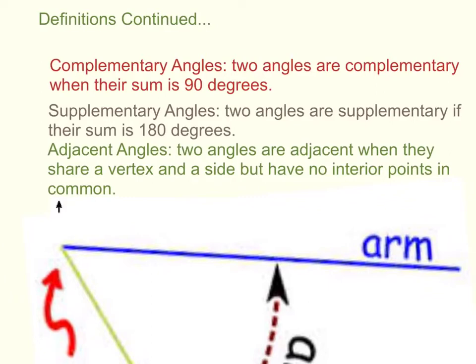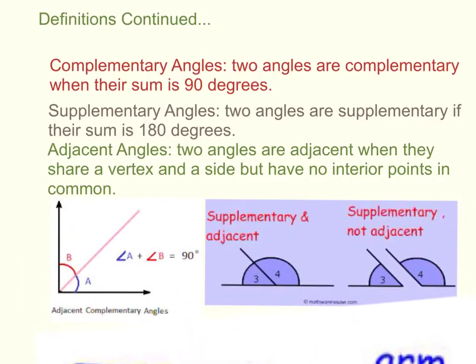Please take a moment to pause this video, record these definitions in your notes, as well as the examples of the pictures below of adjacent, supplementary, and complementary angles.